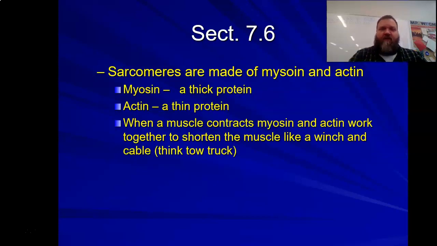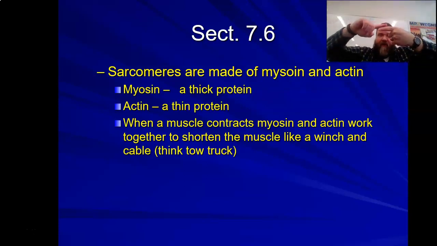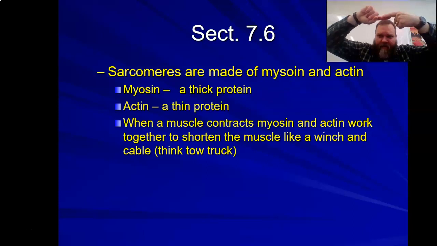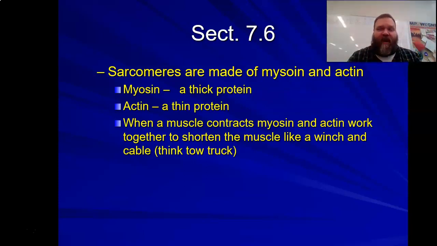Sarcomeres are made up of myosin and actin, two kinds of proteins. Myosin is a thick protein. Actin is a thin protein. And when a muscle contracts, myosin and actin work together to shorten a muscle like a winch and a cable. So my myosin, my actin, they go together like this. And when they latch on, they pull on each other and they pull it closer. So they attach and they pull each other closer. And if that happens millions of times, then that tiny little movement of shortening happens millions of times and allows me to have this whole muscle contract the whole way.